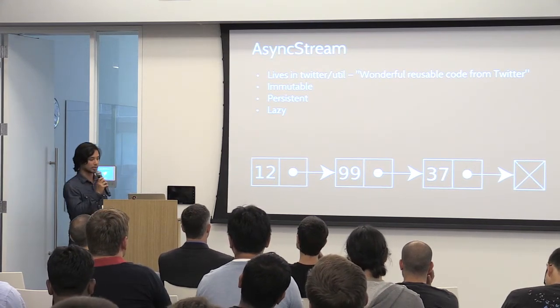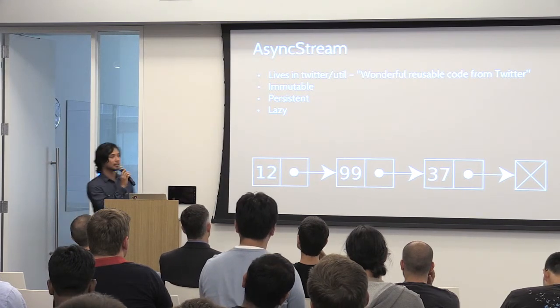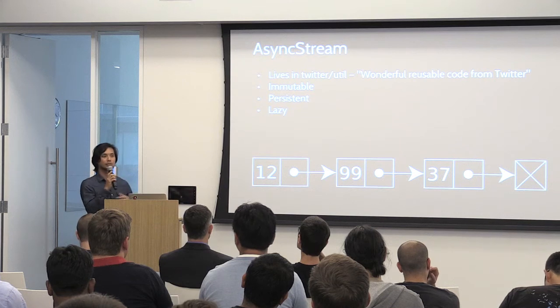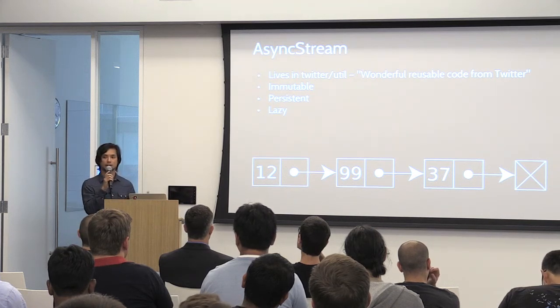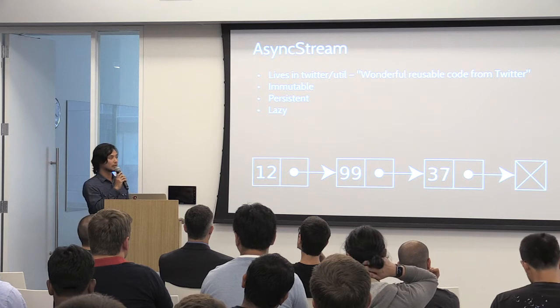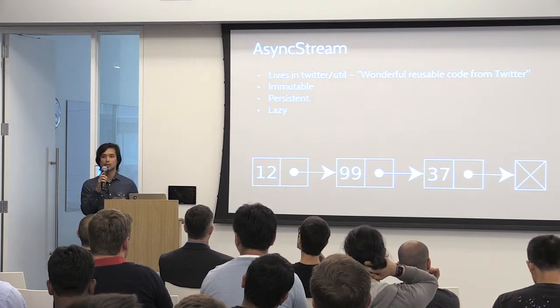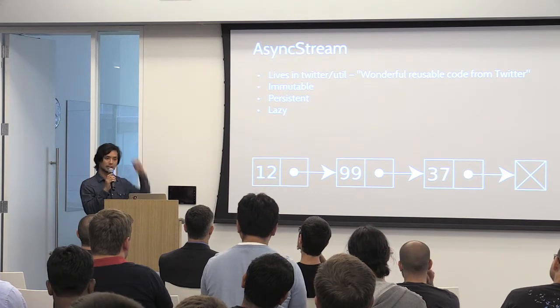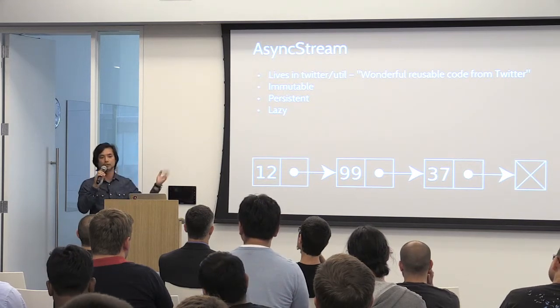So that's called persistence. It's also lazy, so the tail of the stream, if you don't need it, then it never gets evaluated. So that's really important when processing infinite inputs. So like, let's say, a stream of events or something.